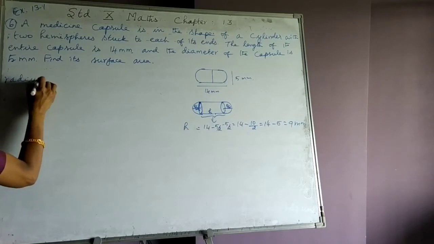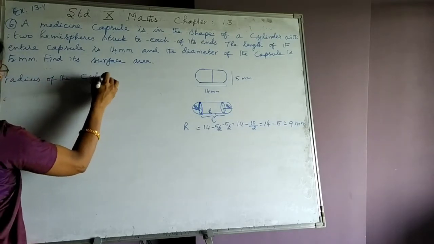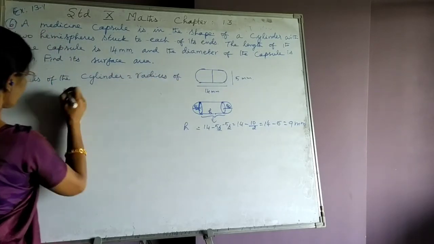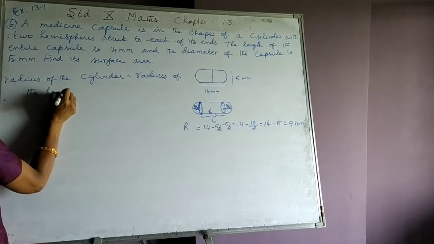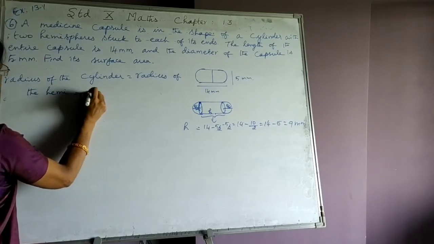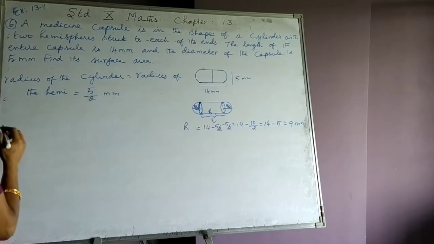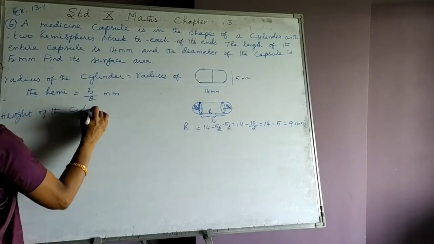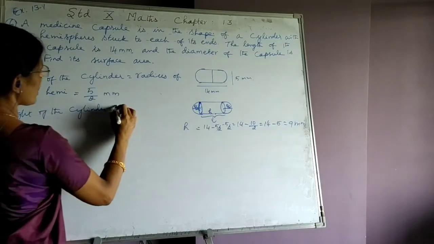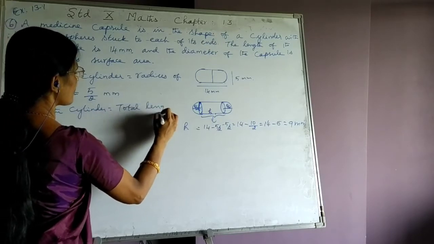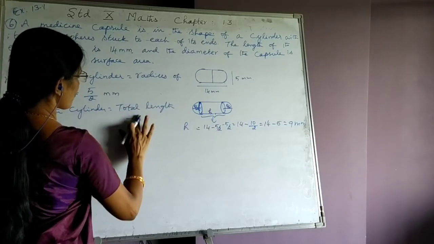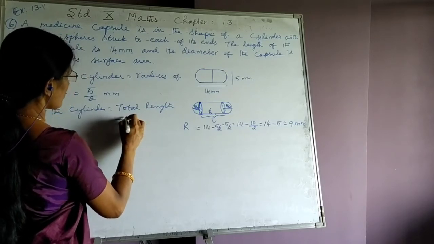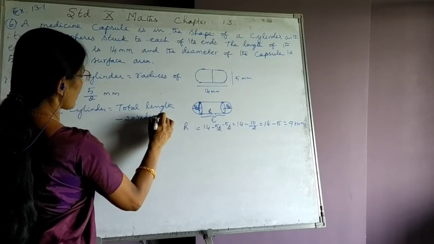So I write here, radius of the cylinder, which is equal to the radius of the hemisphere, is equal to 5 upon 2 millimeter. Height of the cylinder is total length minus 5 upon 2, or I write total length minus 2 times the radius of the hemisphere.